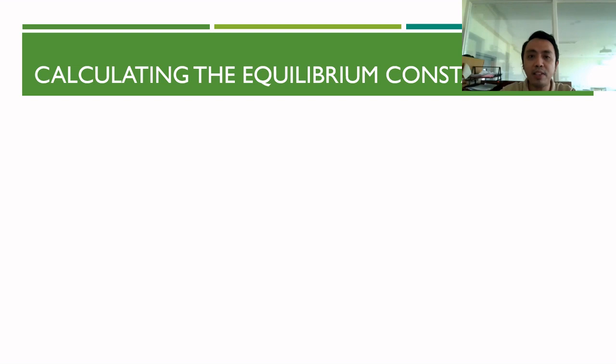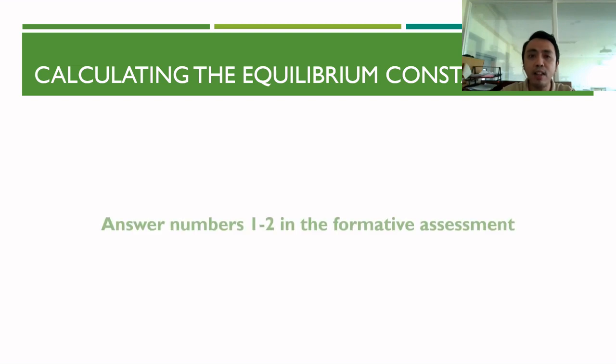To help you practice how to calculate the equilibrium constant, you are now asked to answer numbers 1 to 2 in the formative assessment. The formative assessment is to be answered individually. However, you can pair up with your classmates so that you can help each other out in answering, and you can discuss your various approaches in order to answer numbers 1 and 2. To further guide you along, at the bottom half of the page of the formative assessment, you will see the answers to numbers 1 and 2.